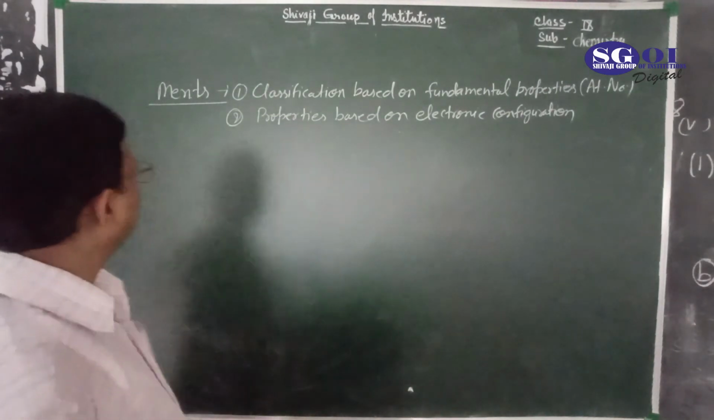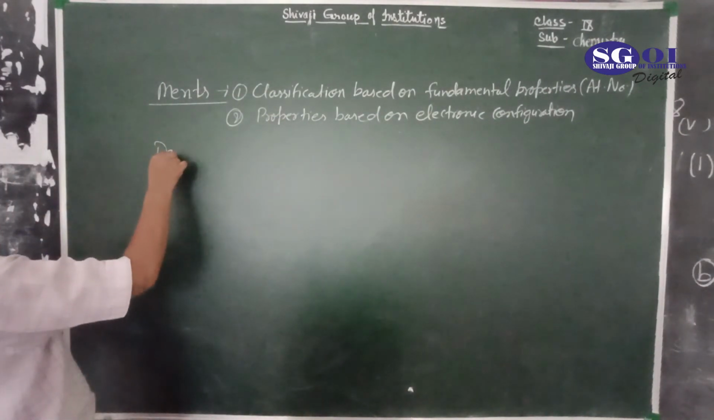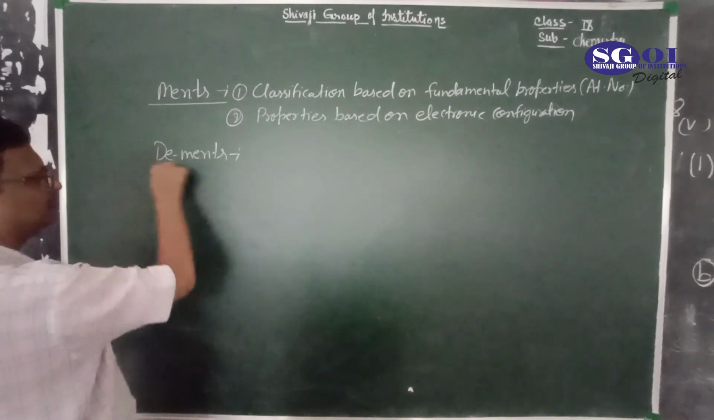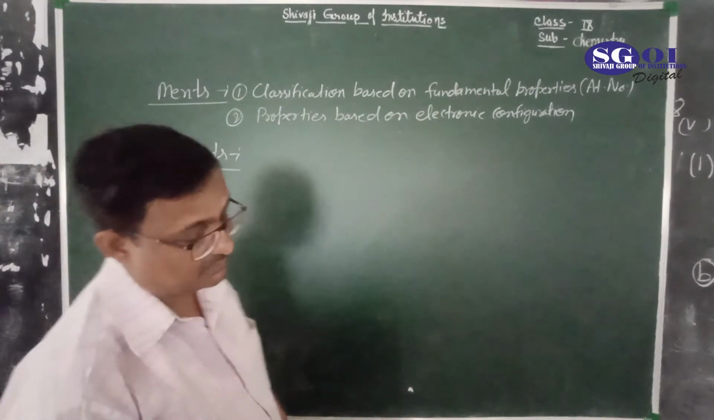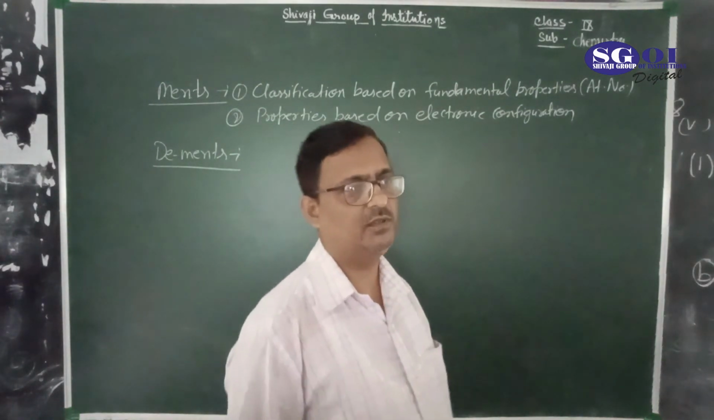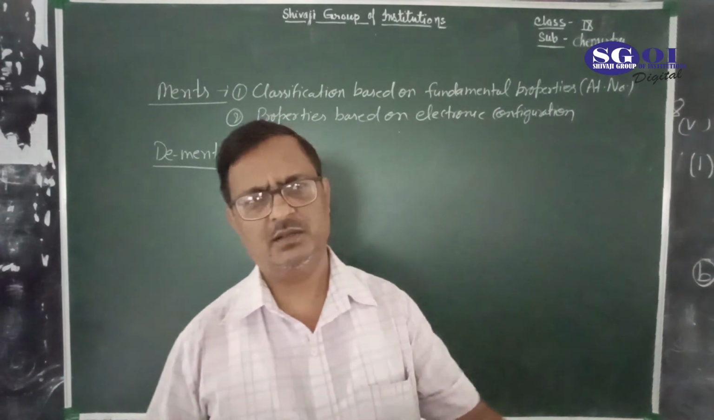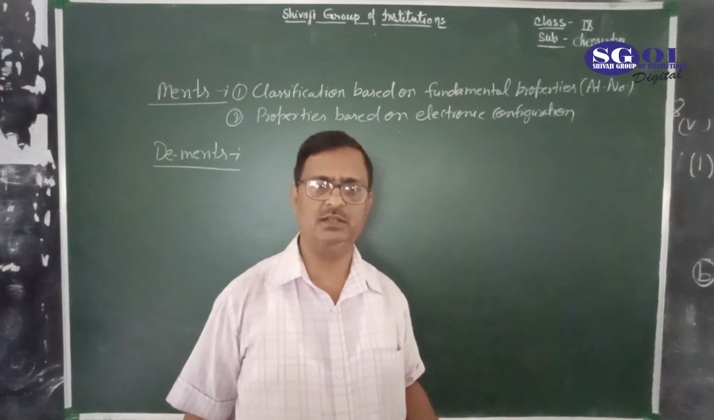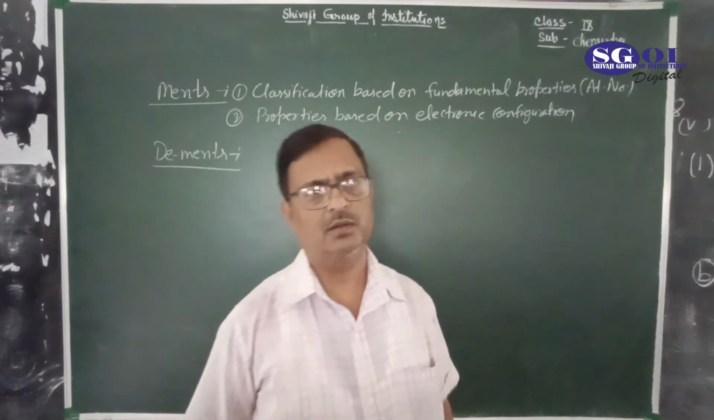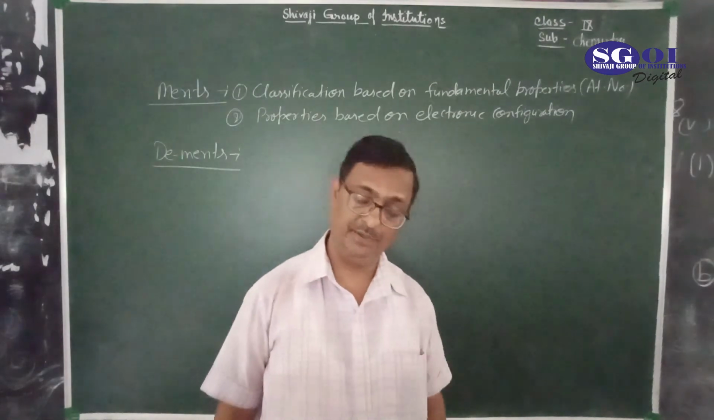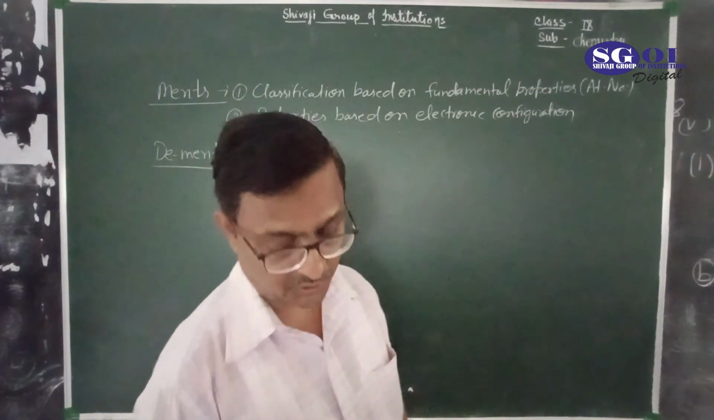Now demerits. After the formation of the long form or extended form of the periodic table, some demerits are also present up to today in the periodic table, that is the position of hydrogen.